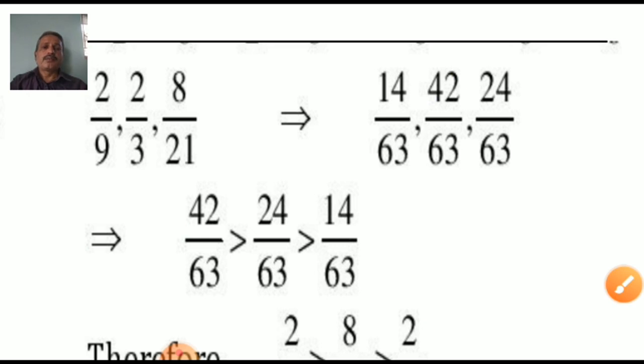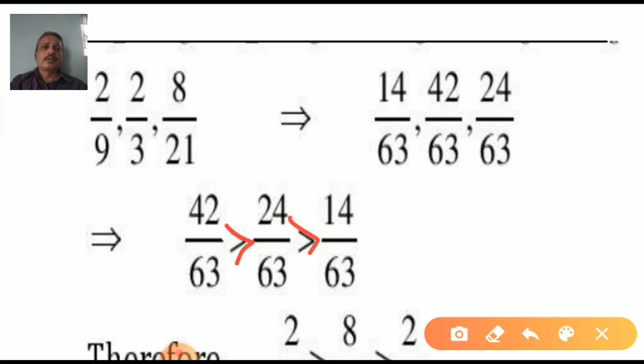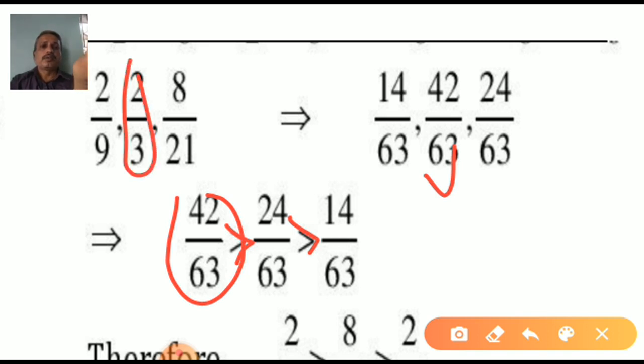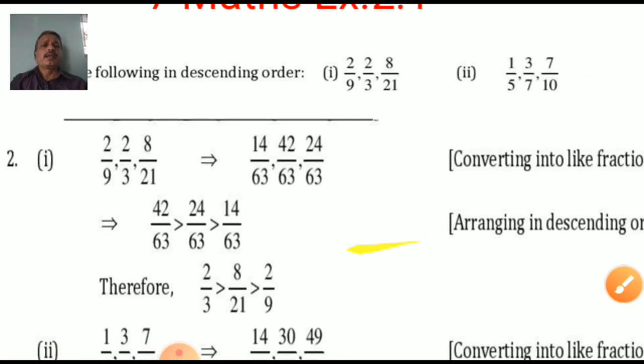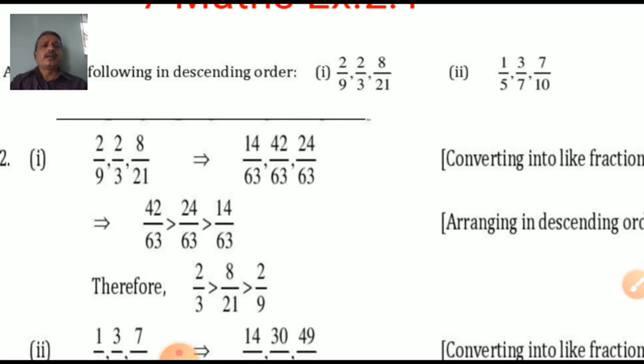42 is greater than 14. Isn't it? This is the sign of greater than, student? Okay, this number is bigger. So which is the bigger one? The second number. Second number means 2 upon 3. Then after that the third number. The second number comes first, and the first will become the last one. Therefore, we can arrange in descending order.